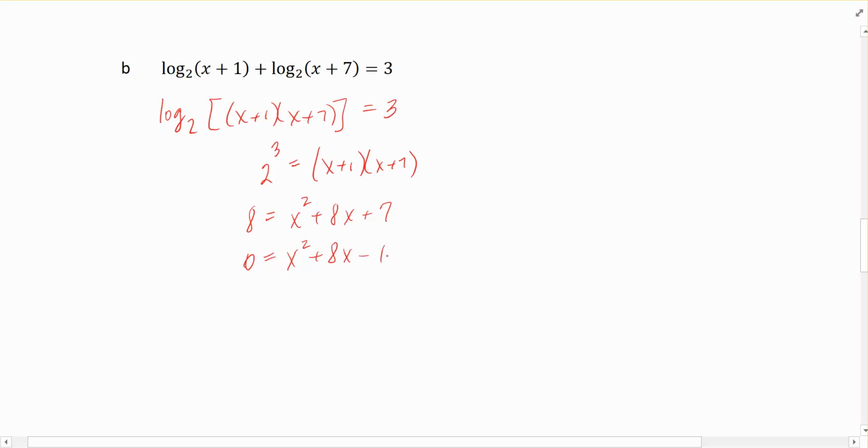I know already that this doesn't factor, but instead I can solve it using the quadratic formula. So remember, when we use the quadratic formula, x would be equal to negative b plus or minus the square root of b squared minus 4 times a times c, all divided by 2a.